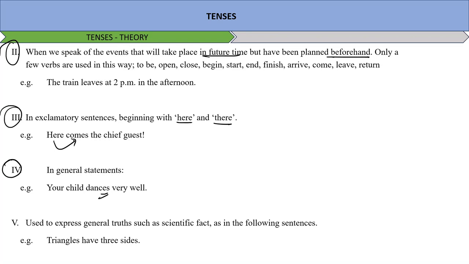It is also used to express general truths such as scientific facts, as in the following sentences. Triangles have three sides, or a triangle has three sides. So definitely a scientific fact, it is proven and it's a general truth.